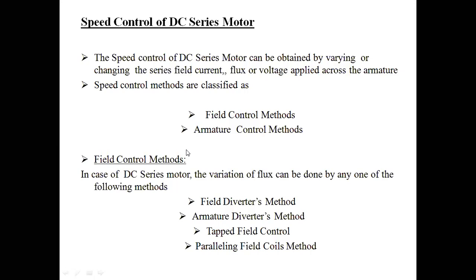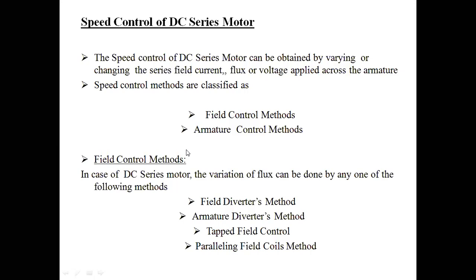The first one is under the field control methods. In every DC series motor, there will be a variation of flux. By varying the flux in the series motor, the speed is going to be controlled.